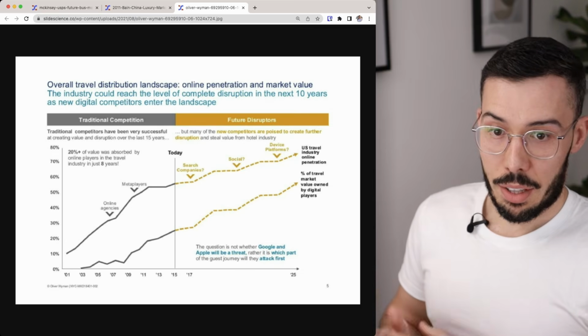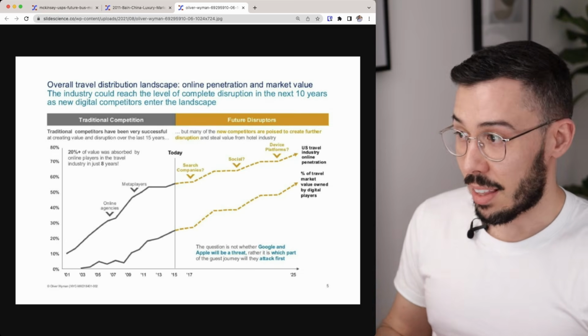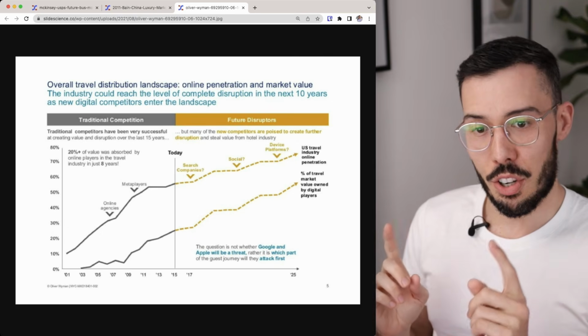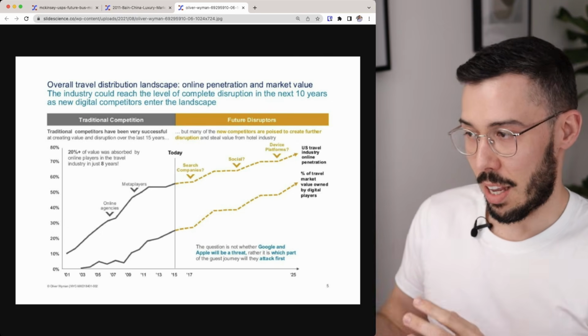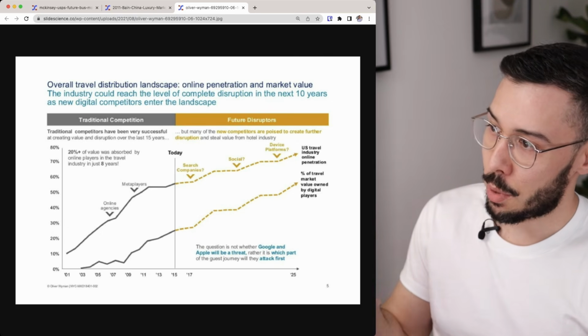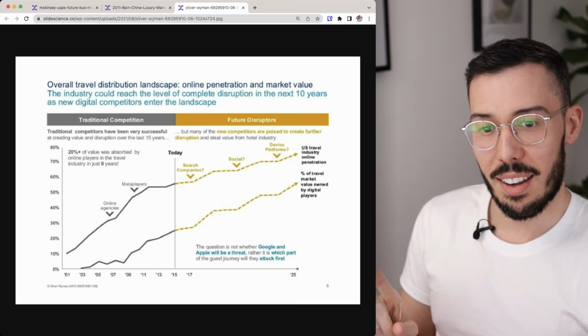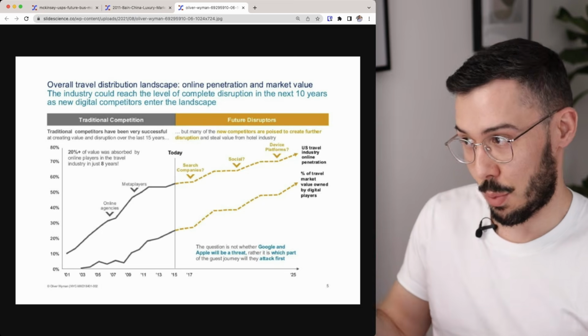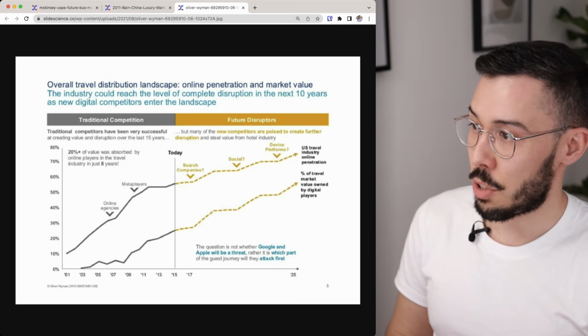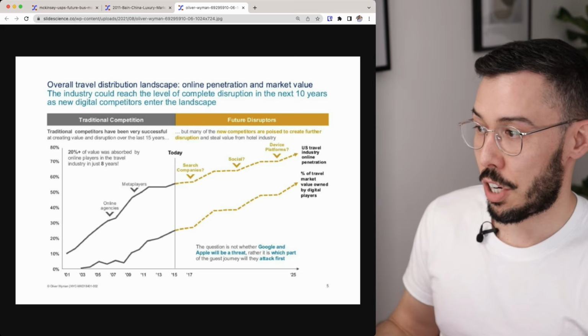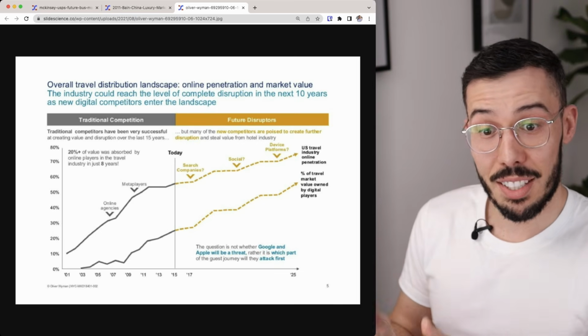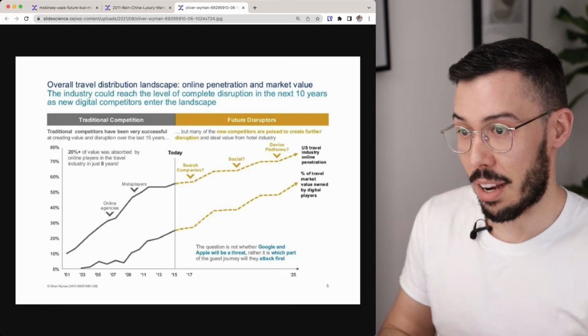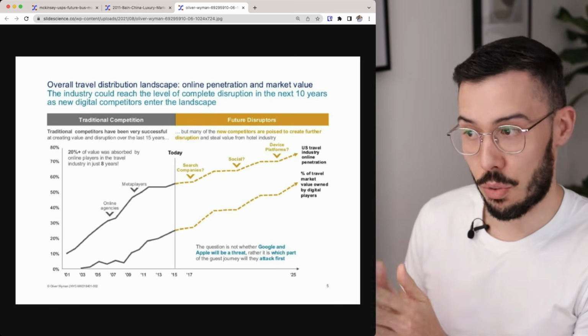So Oliver Wyman's another consulting firm, and the reason I like this slide deck is actually because it shows us both versions of the slide lead-in. In the dark blue at the top, this is what someone who doesn't write action titles would write. Overall travel distribution landscape, online penetration, and market value. That is a description of what's in the slide. It's not the implication or so what.